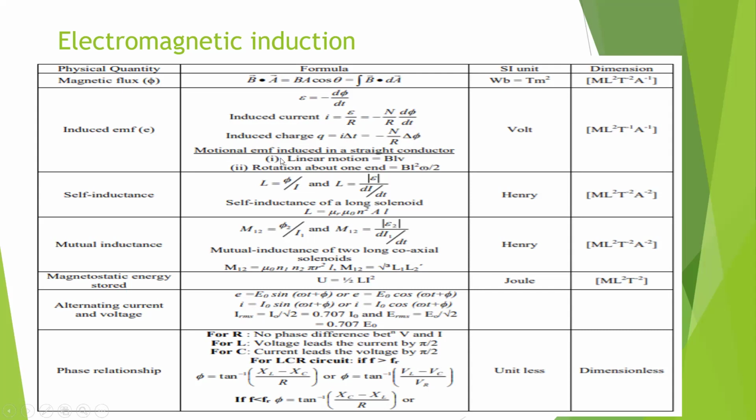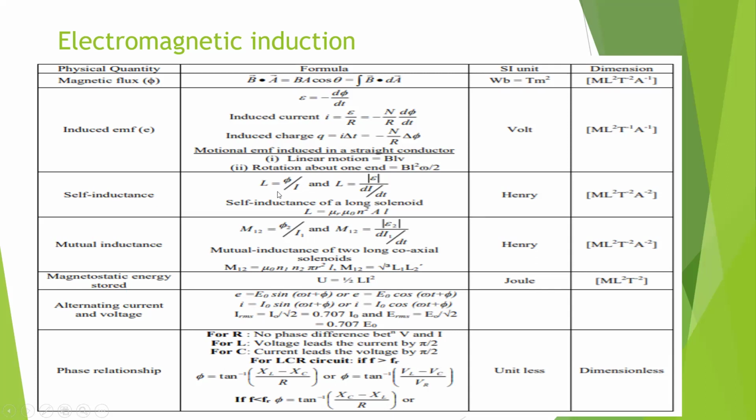Motional EMF induced in a straight conductor, that is linear motion, is equal to BLV. Rotation about one end gives B L square omega by 2. Its SI unit is volt, and its dimension is M L square T to the power minus 3 A to the power minus 1.